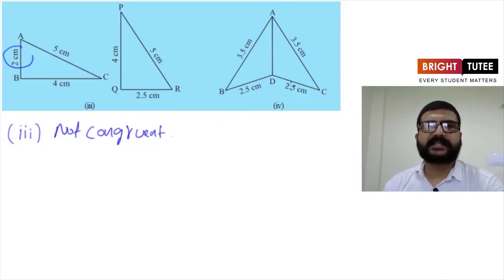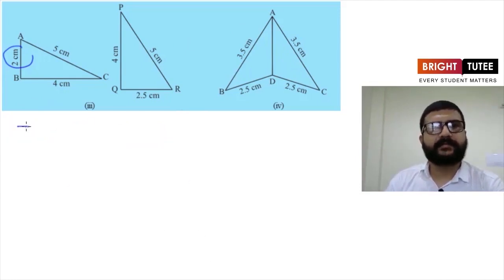Now let's see the last part of this question. Here two triangles are triangle ABD and triangle ACD. As we can see here, AB is equal to AC, they both are 3.5 centimeters. BD is equal to CD, they both are 2.5 centimeters. And the third side which is equal will be AD is equal to AD, as it is a common side. Now here the three sides of first triangle are correspondingly equal to the three sides of the second triangle. So it means these two triangles are congruent now. So let's write it.